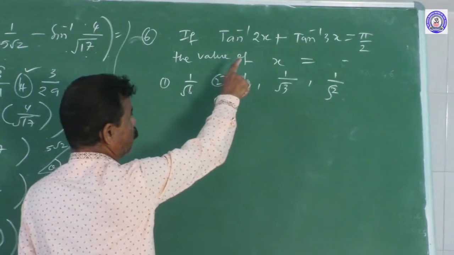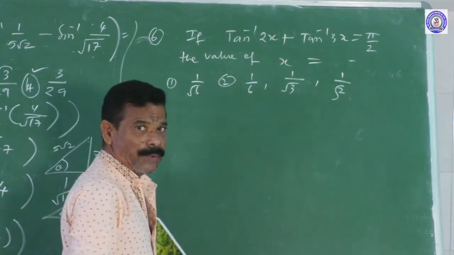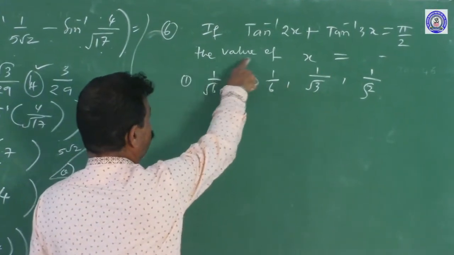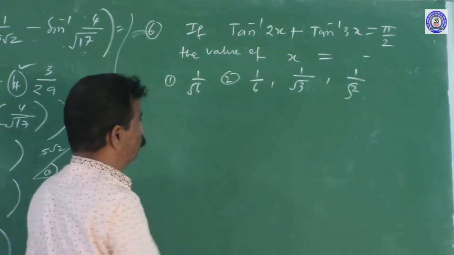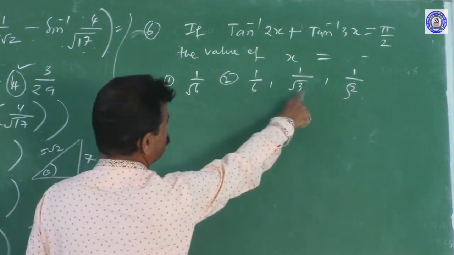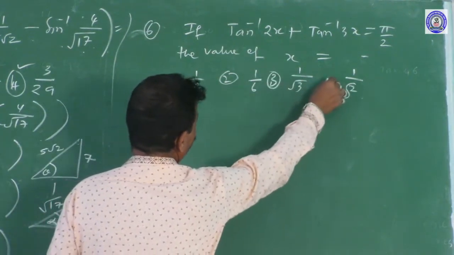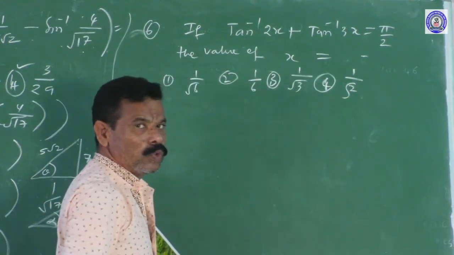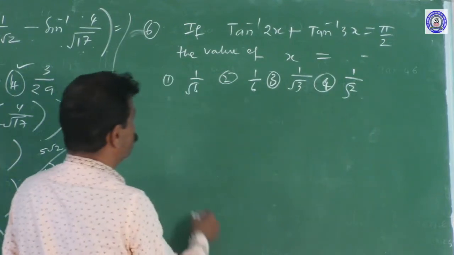If tan inverse 2x plus tan inverse 3x is equal to 5 by 2, what is the value of x? First, 1 by root 6, second, 1 by 6, third, 1 by root 3, fourth, 1 by root 2. So which is the correct answer?